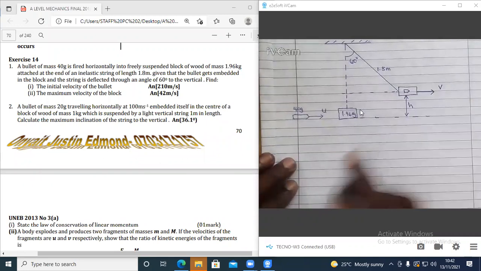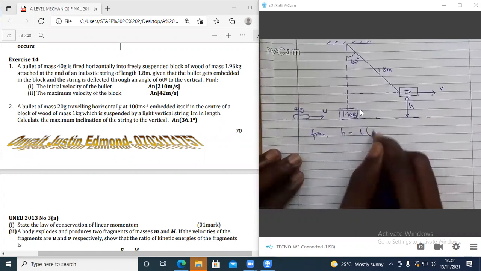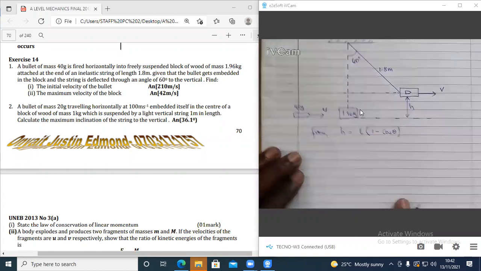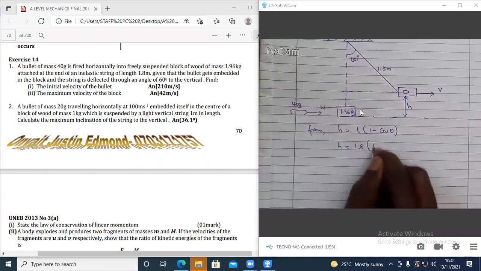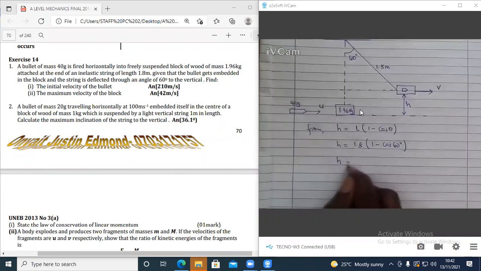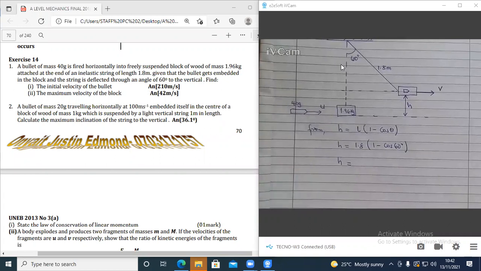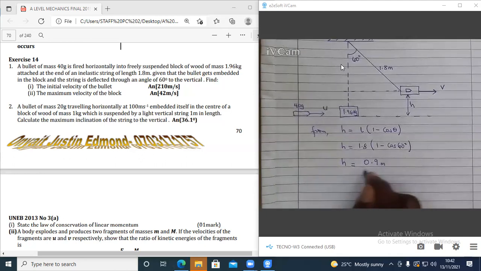So let's find the height h. h equals L times 1 minus cos theta. So h equals 1.8 meters times 1 minus cos of 60 degrees. What do you get? 0.9. So the height is 0.9 meters.